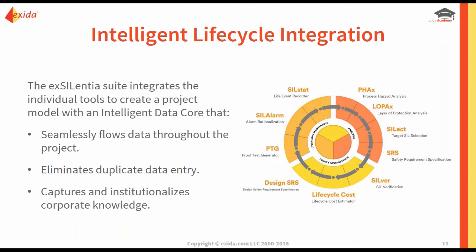And the way that works is because we have what we call a data core. The main part of the data core that would help with this data transfer is what we call libraries. And the libraries in exSILentia capture user input information. And so any cause, consequence, hazard scenario, initiating event, anything you're entering into the tool basically gets an item number and is stored in the library.